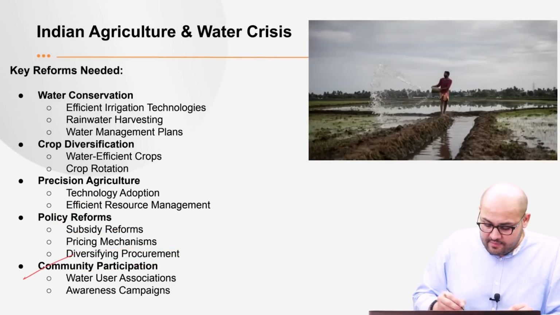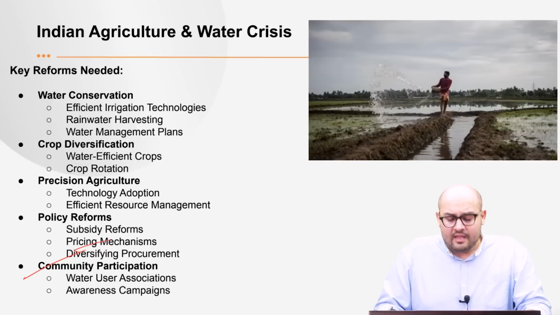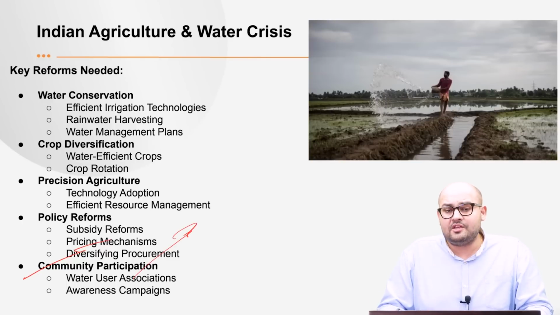Next is community participation. Very important. The water user associations need to make sure that there is adequate usage of water. They need to make sure that there is no wastage of water. Adequate authority and power need to be given to them in order to regulate the distribution of water resources.